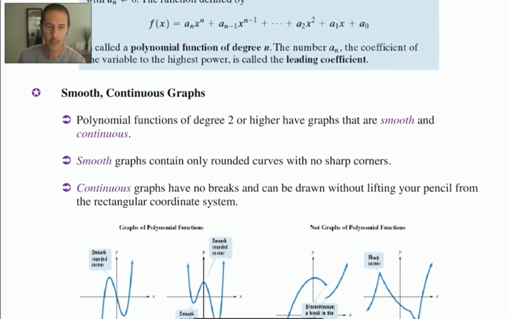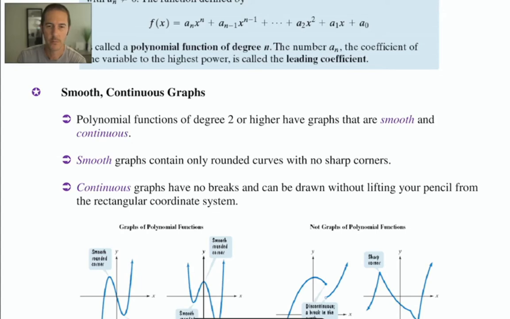And polynomials of degree 2 or higher have graphs that are smooth and continuous. They're smooth because they don't come to any sharp corners like the absolute value graph, which really looks like a V. And they're continuous because you could, theoretically, if you had an infinitely wide piece of paper, draw the entire graph without lifting your pencil off of the paper.